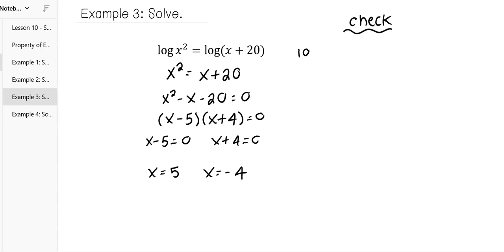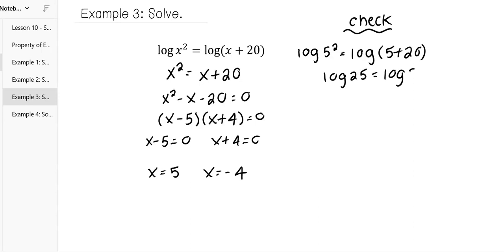So we get log of x squared, so log of 5 squared equals log of 5 plus 20. So we get log of 25 equals log of 25. So it works. Okay, next one.